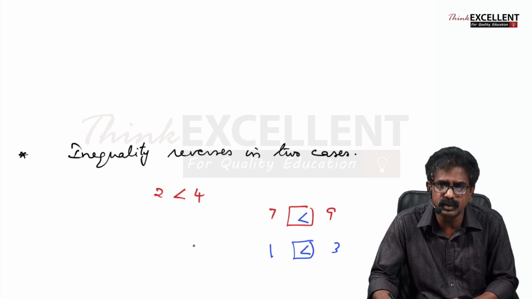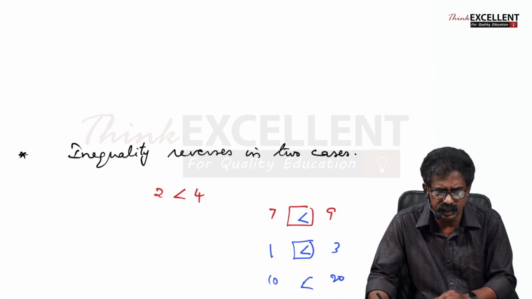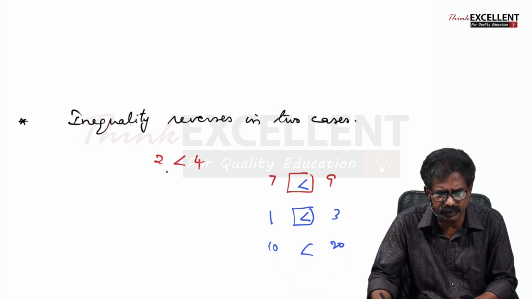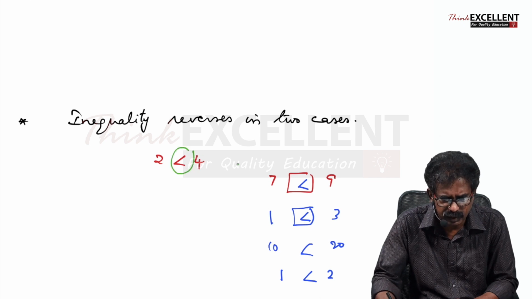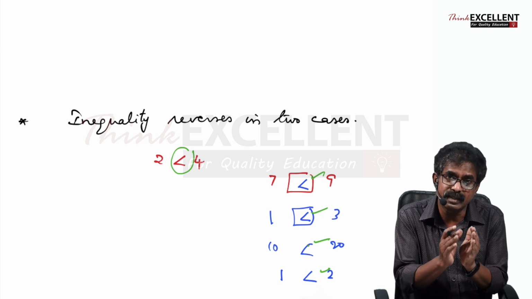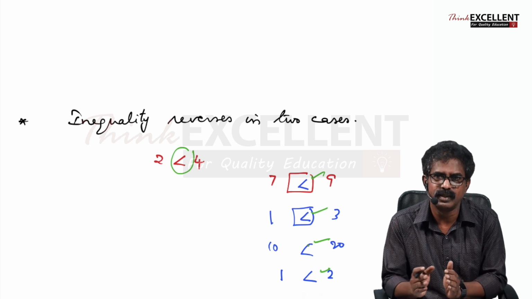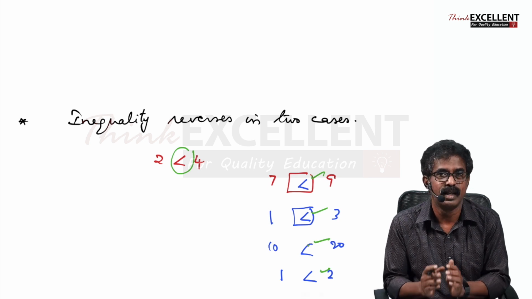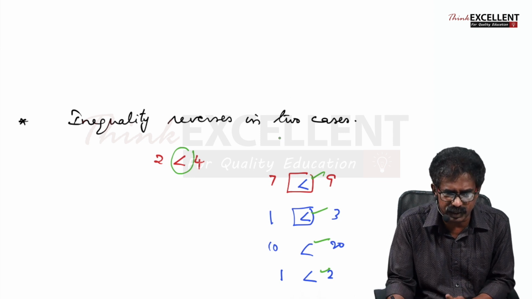If I multiply both sides by 5, 5 2s are 10, 5 4s are 20. Again less than, right? If I divide by 2, left side becomes 1, right side becomes 2, 1 is less than 2. So the inequality remains the same, right? Here the sign is less than, and everywhere it is less than only. So what we did? You can add the same number on both sides, you can subtract the same number on both sides, you can multiply, and you can divide. And it reverses in 2 cases. Okay, the inequality reverses in 2 cases.